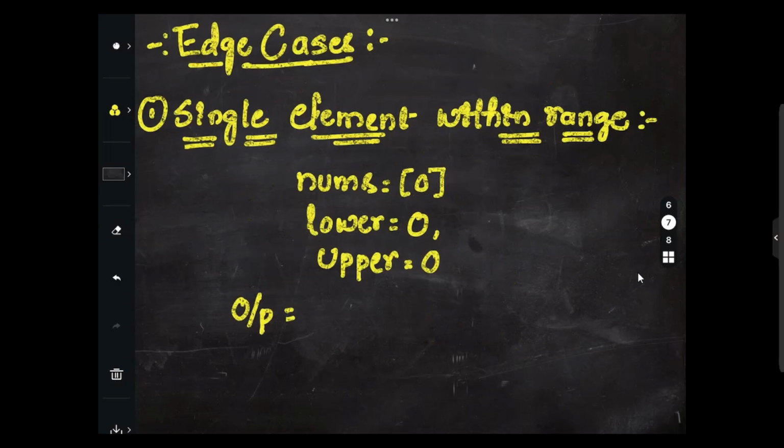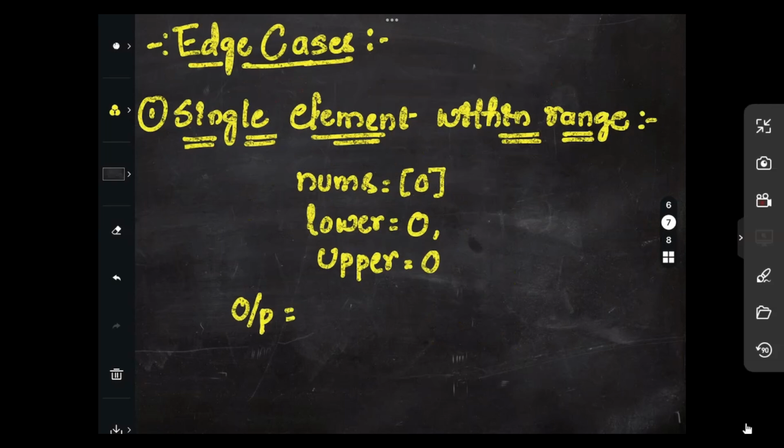So next let's discuss the edge cases one by one. I hope the approach is completely clear. The first edge case is a single element within a range: nums is 0, lower 0, upper 0. The output will be 1 in this case. This is the second example they have given in the question, and the same thing I have considered here.